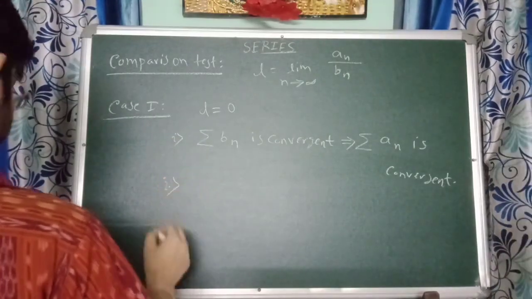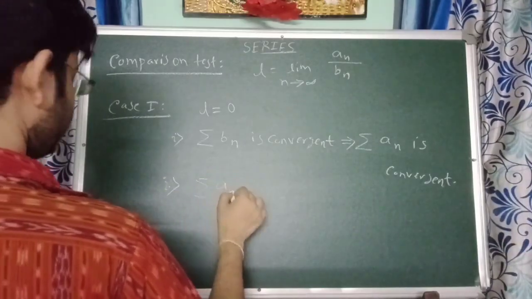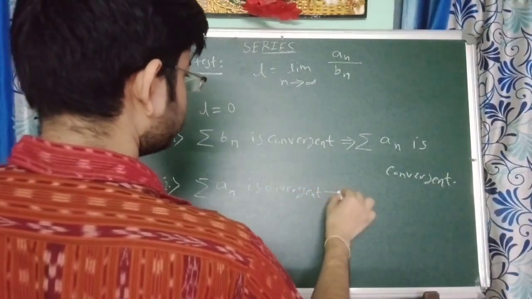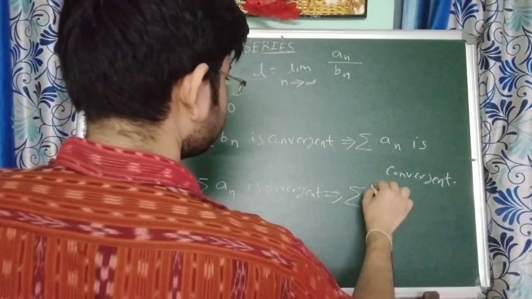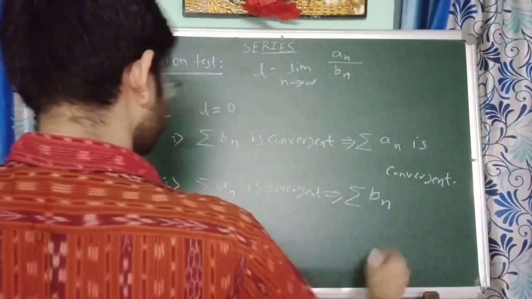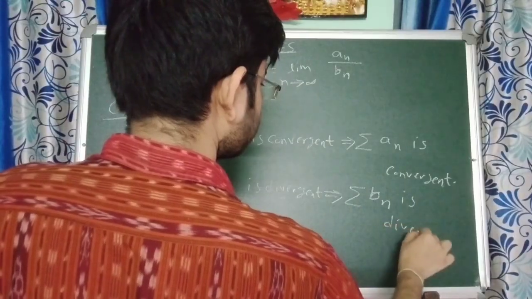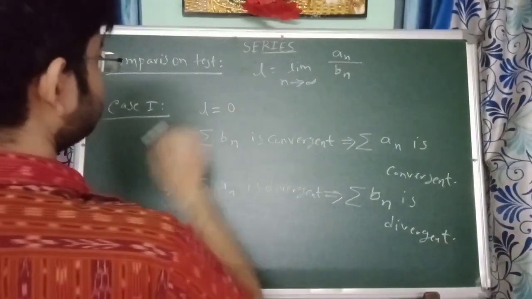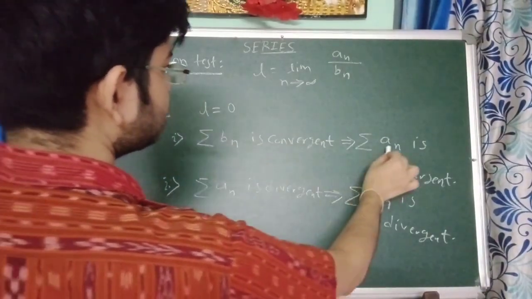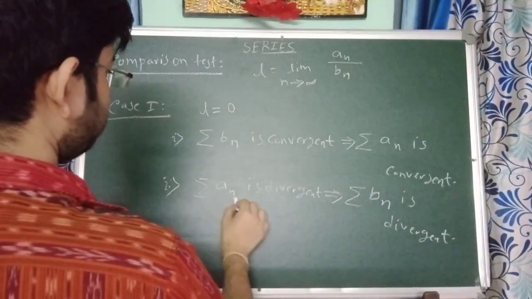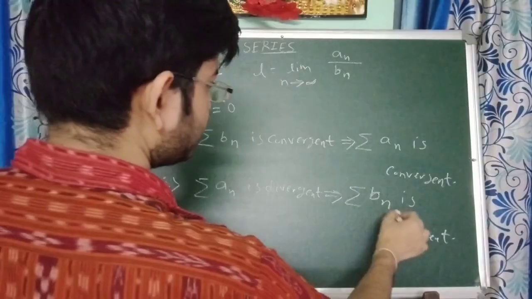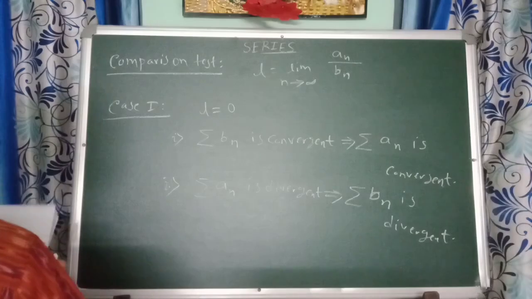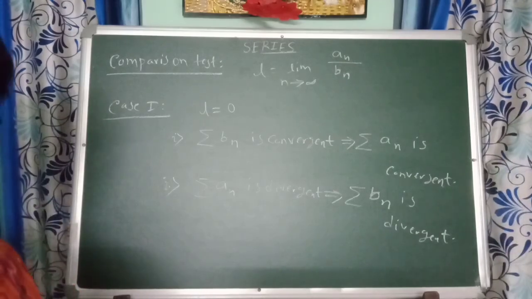And number two, if summation a_n is divergent, this implies that summation b_n is also divergent. This is the first result. When L equals 0, summation b_n convergent means summation a_n is convergent. And number two, summation a_n is divergent implies that summation b_n is also divergent. This is the case number 1, and next we write the case number 2.